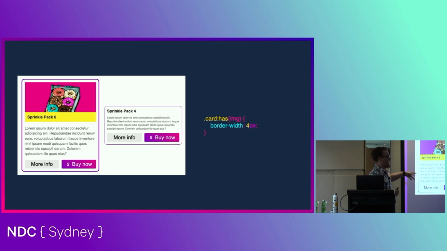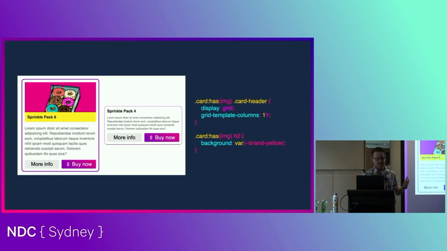And here we're just sort of increasing the border width to show that that's possible. But there's more we can do. So if the card has an image, then I want to style the card header to have a different grid. So we're going to put these on top of each other. And if the card has an image, then the H2, I want to add that yellow background and make it pop a little bit more.